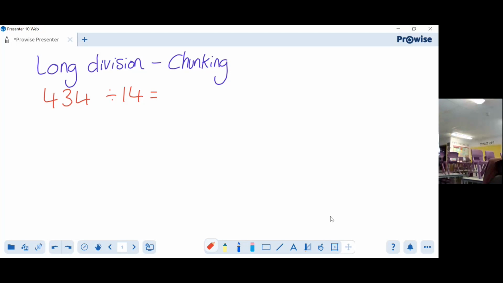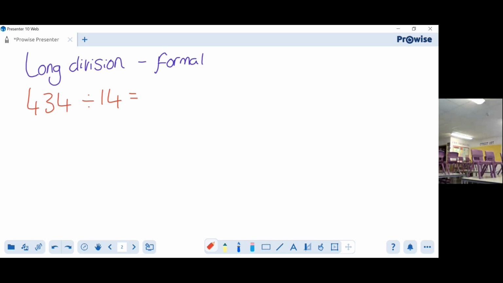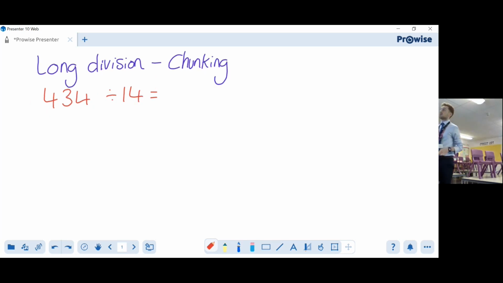Right, okay, let's have a little crack at this. Everyone's favourite, long division, bit of chunking to start off with, and then, as you can see, we'll go on to the formal method. Now, I've chosen to do exactly the same question for both of these, so you can see the similarities and the differences between them, and then you can choose which one you prefer and which one you find easier.